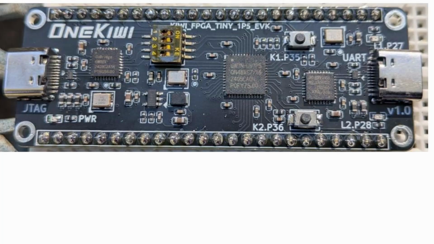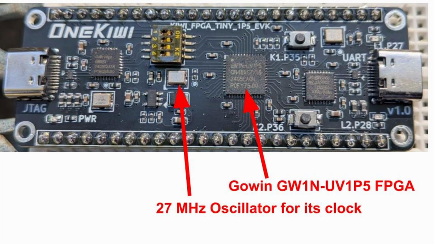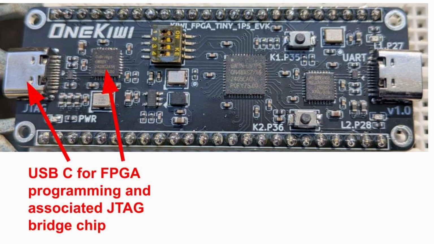What's on this board? First, there is the Gowin GW1N-UV1P5 FPGA and a 27 MHz oscillator to give it a clock. The oscillator properly connects to an FPGA global clock pin. Next, we see a USB-C connector for powering the board and programming the FPGA. There is a USB to JTAG bridge chip connected to FPGA pins for this.